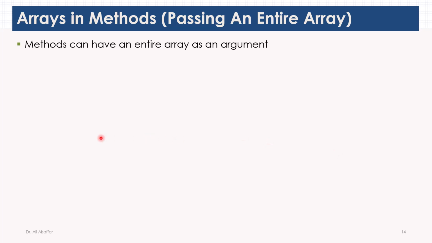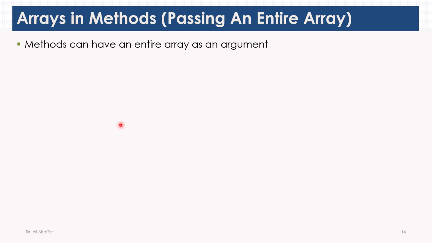After understanding how an index variable of an array is passed as an argument to a method, and also what happens when this index variable is passed as an argument and the method changes its value, now is the time to discuss how to pass an entire array. We will look at this topic from two sides.